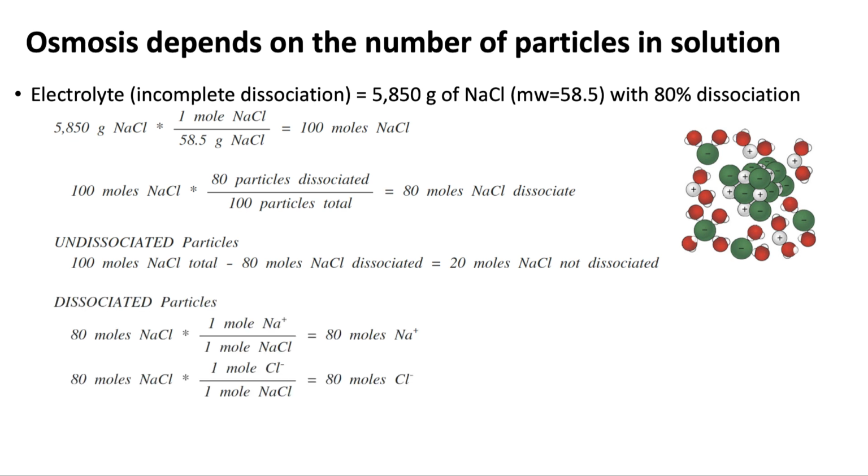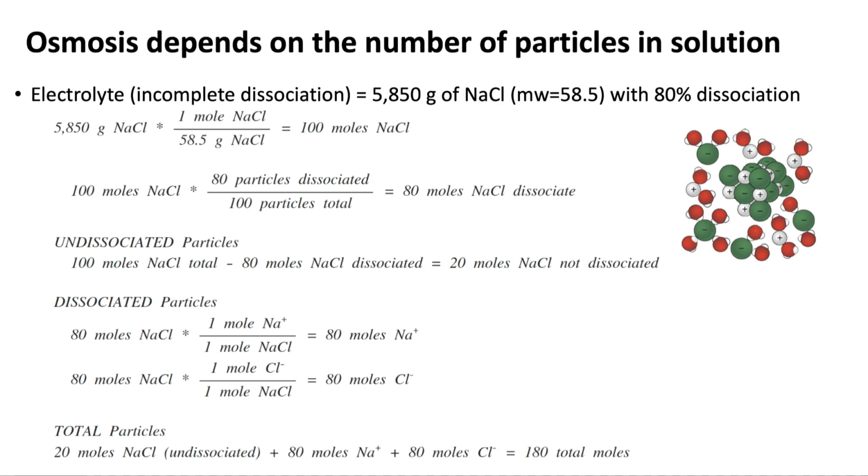Now, let's move on to the dissociated particles. Like we said before, we have 80 moles of sodium chloride that do dissociate. So 80 moles of sodium chloride times 1 molecule of sodium for every 1 sodium chloride means we get 80 molecules of sodium. Similarly for chloride, 80 moles of sodium chloride times 1 molecule of chloride per sodium chloride means that there are also 80 moles of chloride. Now remember, we need to add everything up.